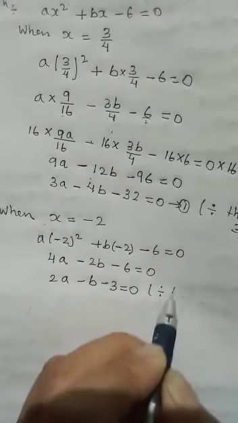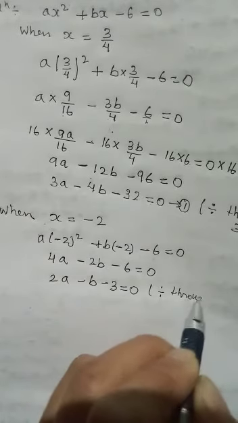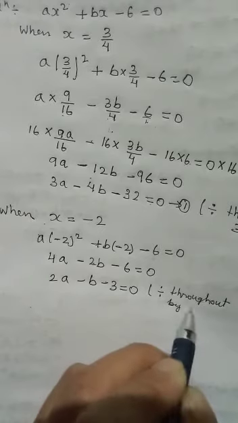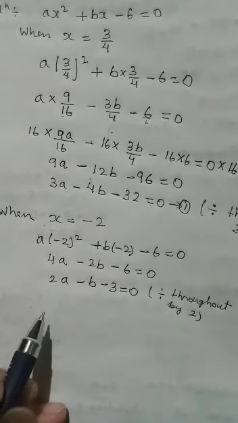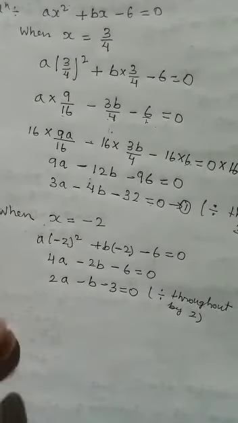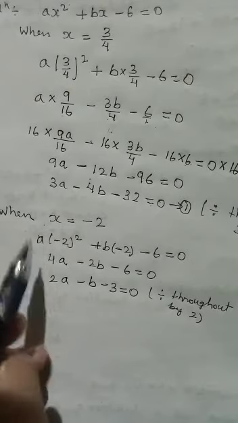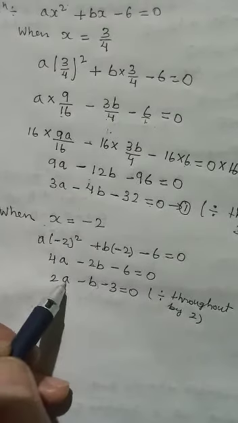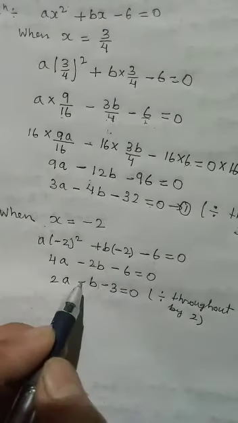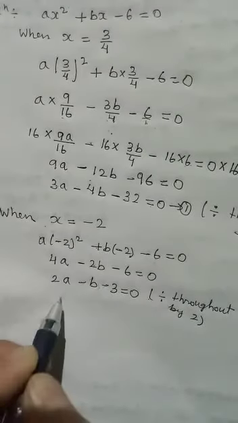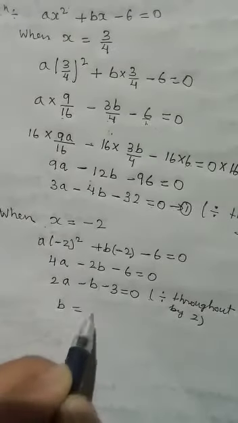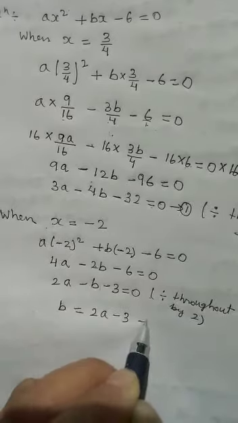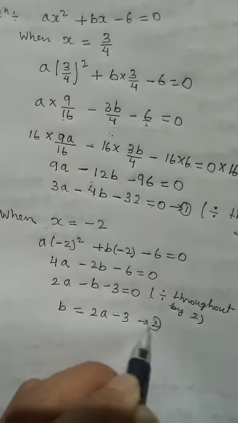Divide throughout by 2. So now remember, there is no more x. We have to find the value of b and a. So here we have only b. Let us try to separate it from a. This is minus. If we bring it this side, it will become plus. So b equal to 2a minus 3. Name it as equation 2.